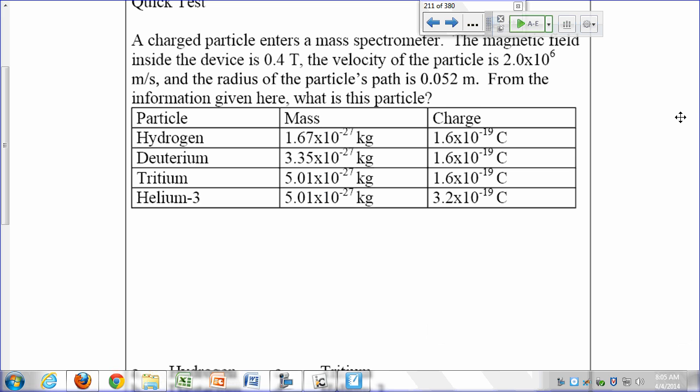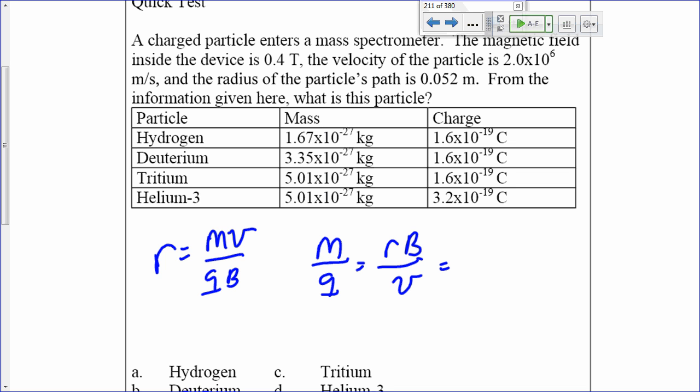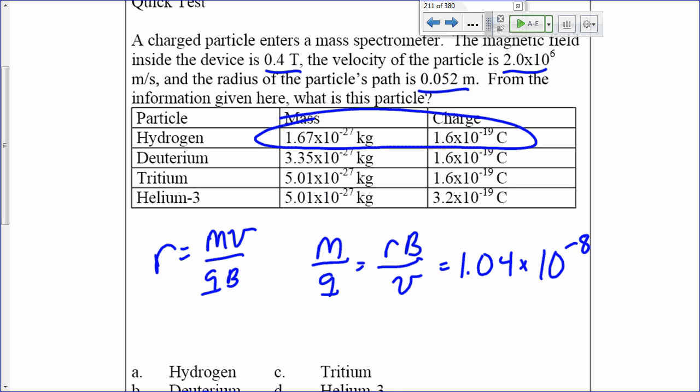I start with my cyclotron equation. R equals mv over qB. Solve for m over q, which is rB over v. Right, okay, and put in the values. Here's r, here's B, here's v. I think we get like 1.04 times 10 to the -8. And that's going to be our mass-charge ratio for hydrogen.